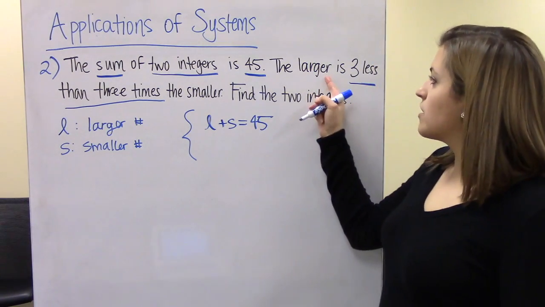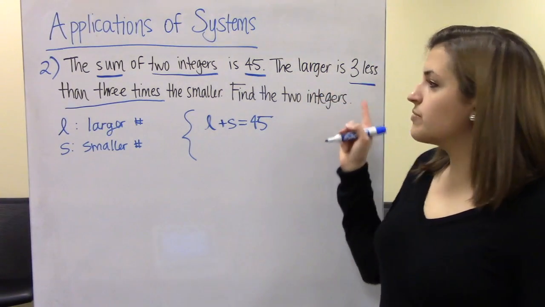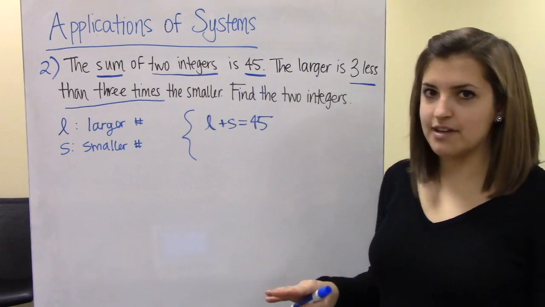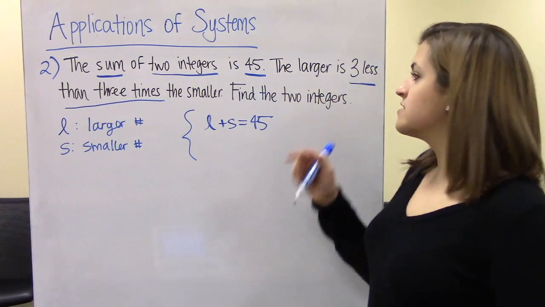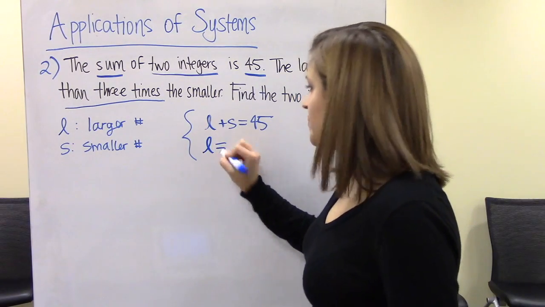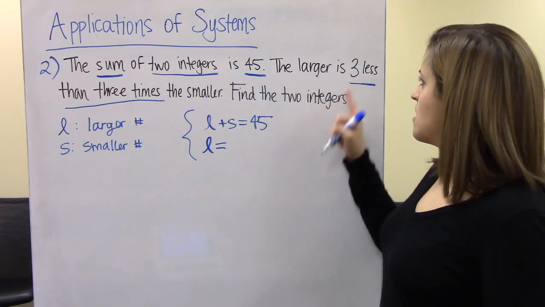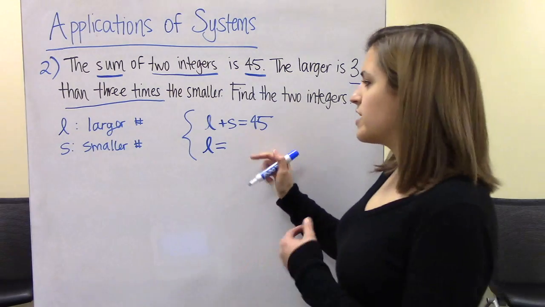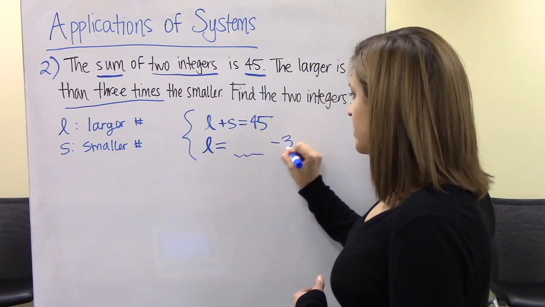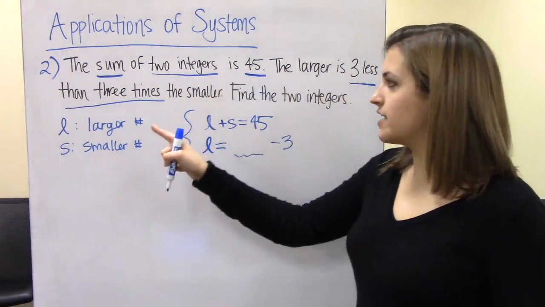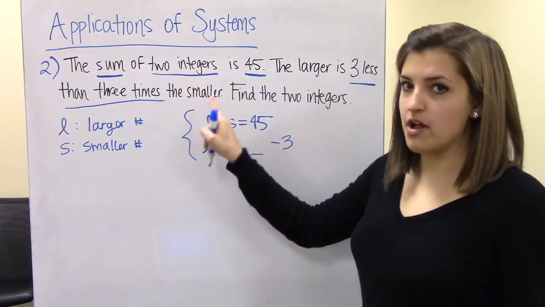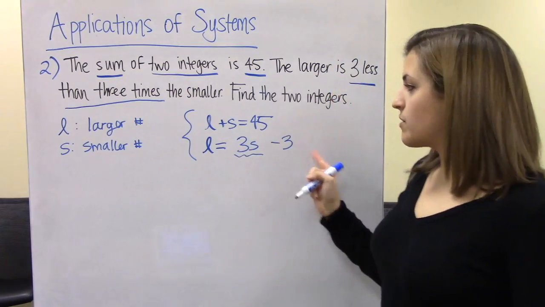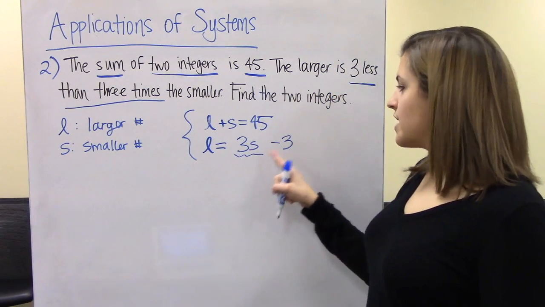And I also know the larger is 3 less than 3 times the smaller. Okay, that's a lot of words. So the larger is, that tells me L equals, the larger number equals 3 less. So 3 less than something means we're going to have something minus 3. So 3 less than 3 times the smaller. So 3 times the smaller number is going to be 3s. So my equation is L equals 3s minus 3.